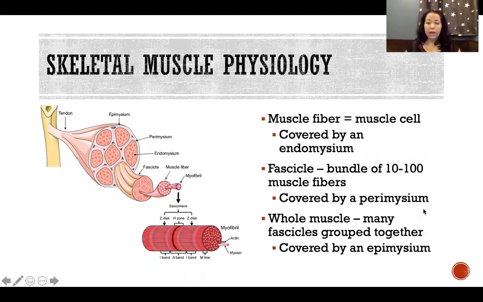Then we take many fascicles and bundle those together to create a whole muscle. And then that whole muscle is covered by epimysium. Okay, so on the small level, we have a muscle fiber, then bundles of muscle fibers are fascicles, bundles of fascicles are whole muscles, and at each layer or at each level, we have connective tissue covering the muscle fiber, the fascicle, and then the whole muscle.